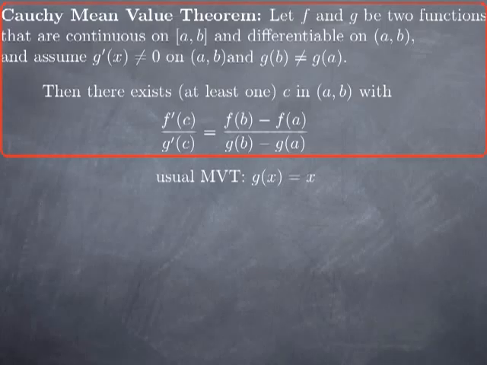Now this is a generalized version of the usual mean value theorem, because the usual mean value theorem is the case where g of x is x. In that case, of course, g prime is not 0, we don't have the same value at the endpoints. And g prime of c is always 1, and g of b minus g of a is just b minus a. So what we get is that there is a c such that f prime of c is f of b minus f of a divided by b minus a. In other words, the average rate of change of f over the interval ab.